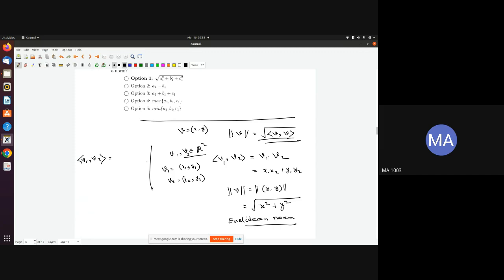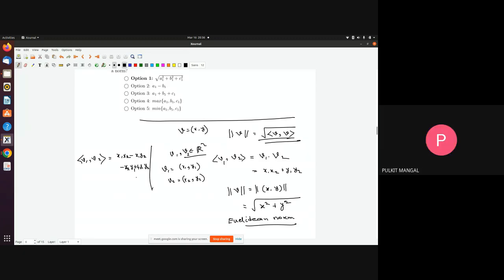So if you have x1, y1, x2, y2, then you can have x1 x2 minus x1 y2 minus x2 y1, something like this, plus 4 times y1 y2. You can take 4, or 2 as well, or 4 times 2.